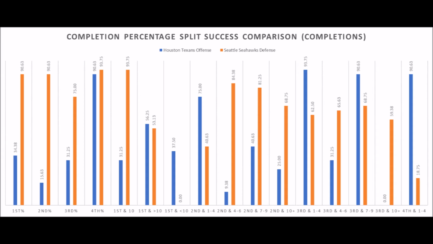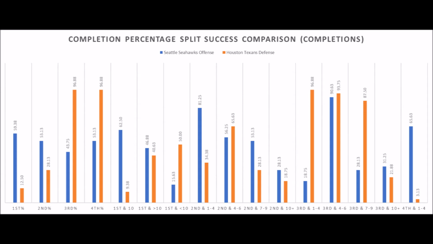And then, of course, you look at the Seahawks offense versus the Texans defense when it comes to completion percentage. This favors the Seahawks offense, except for third down situations, but it does favor the Seahawks when it comes to first down and second down situations for the most part. But third down situations are definitely more so with the Texans.